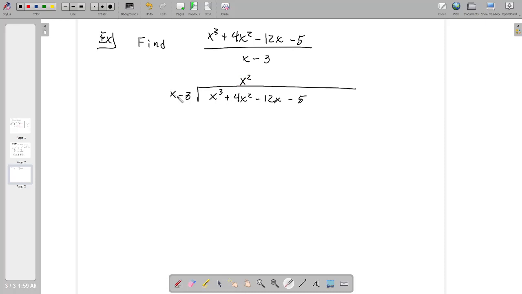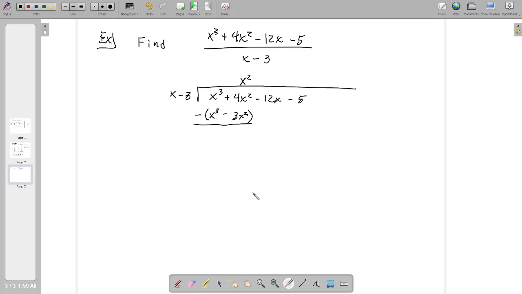And we multiply x squared by both of these. So x squared times x is x cubed, so I'm going to write that. X squared times negative 3 is going to be negative 3x squared, so we subtract 3x squared here. And then we subtract. Now this is very key, so please pay attention here. When we subtract, do not forget to distribute this negative.